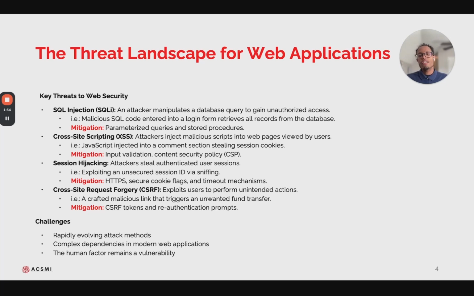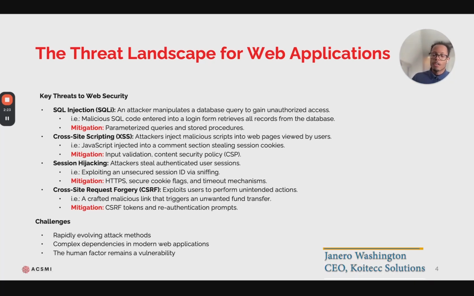And then you have cross-site request forgery. This is where an exploit is going to exploit that user. It's going to make them perform unintended actions, as in a malicious link that triggers someone to send some money when they really weren't trying to. So in order to mitigate this, you have your CSRF tokens and then reauthentication prompts to reauthenticate that person to make sure that, hey, are they still here? Are they who they say they are?